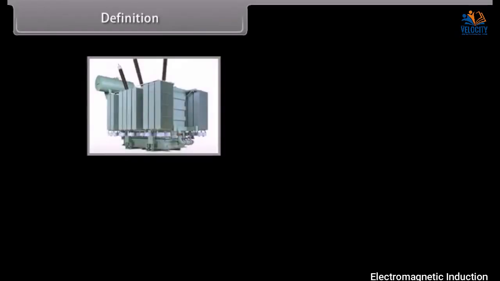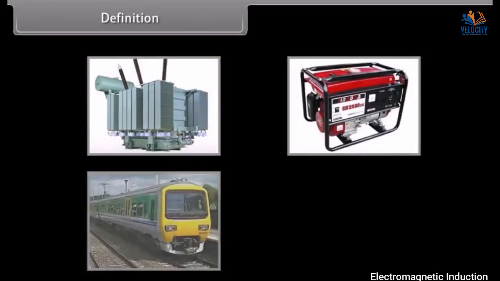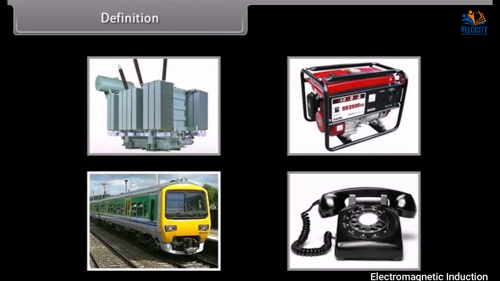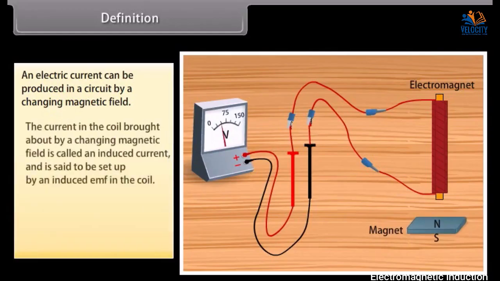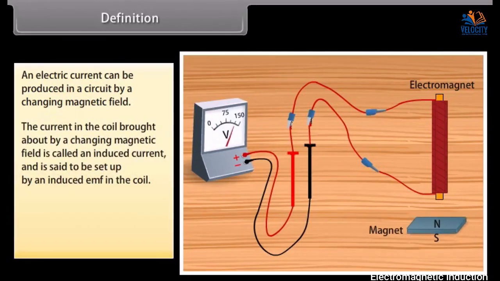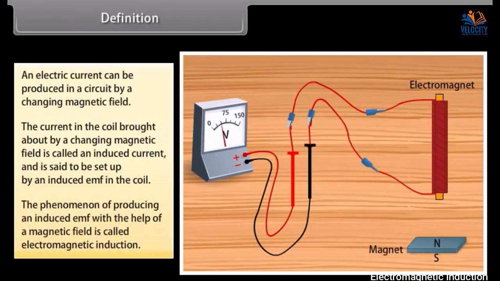Definition. In our everyday life, electromagnetic induction plays a vital role. Transformer, generator, train, and telephone are some examples which work on the principle of electromagnetic induction. An electric current can be produced in a circuit by a changing magnetic field. The current in the coil brought about by a changing magnetic field is called an induced current and is said to be set up by an induced EMF in the coil. The phenomenon of producing an induced EMF with the help of a magnetic field is called electromagnetic induction.